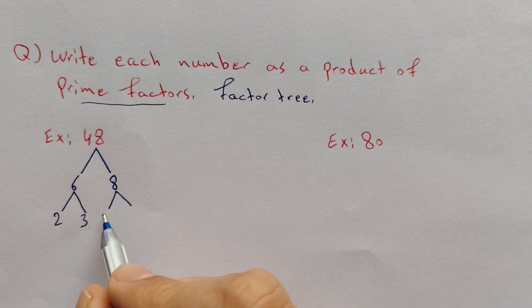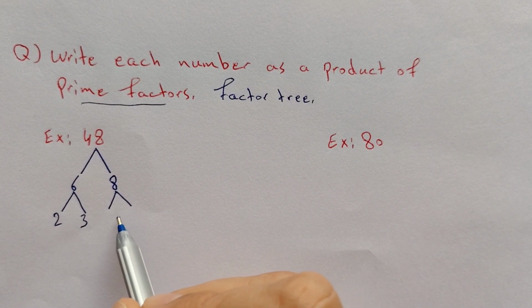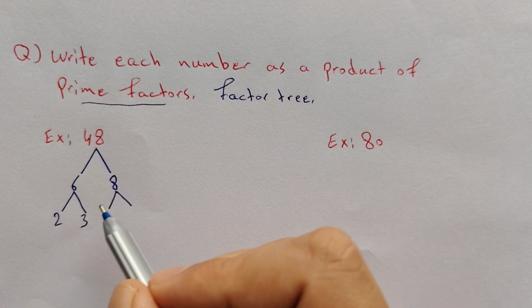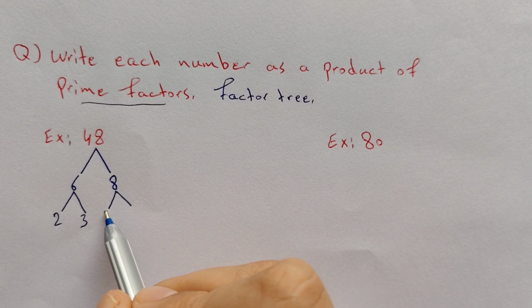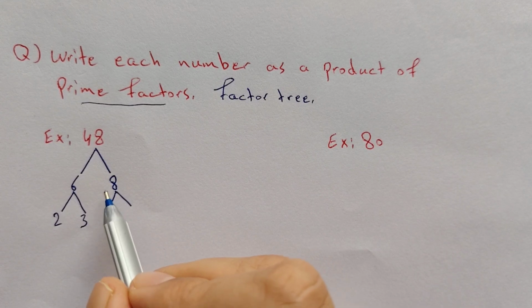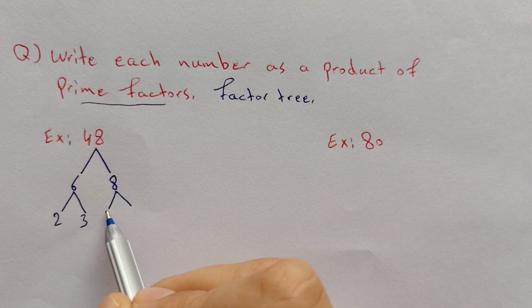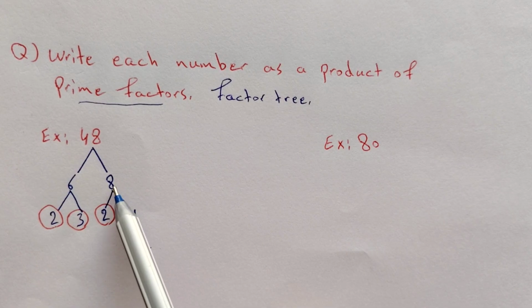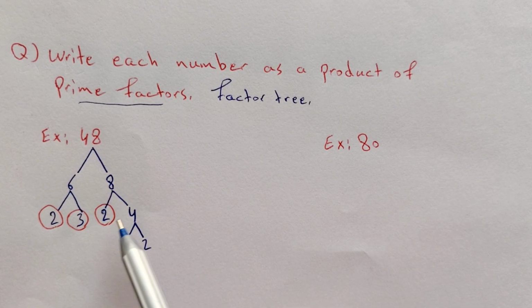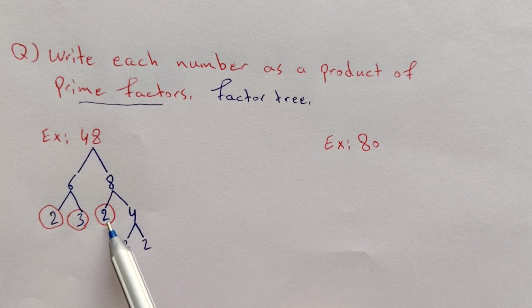Now, why am I not writing 1 here? Be careful, don't write 1 as a factor. Why not? Because if you write 1, it will be 1 times 8, and we want to change the number. We want to change the 8. So we will write 2 times 4. 2 is prime, but 4 is not a prime, so we change 4 to 2 times 2.